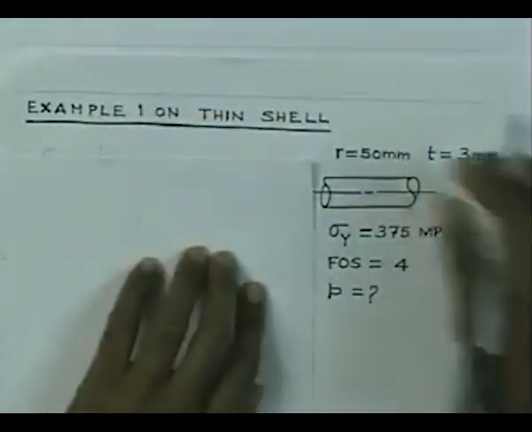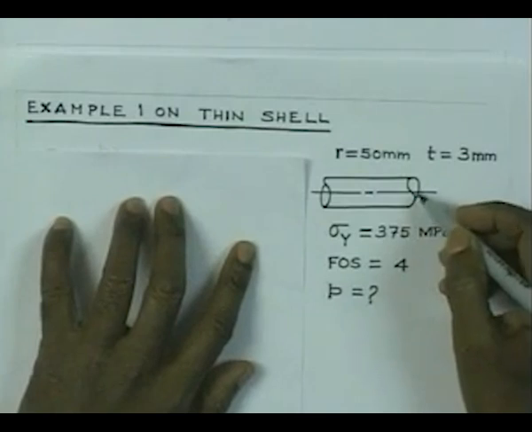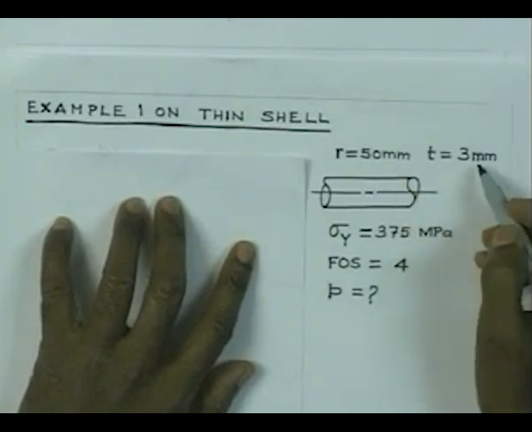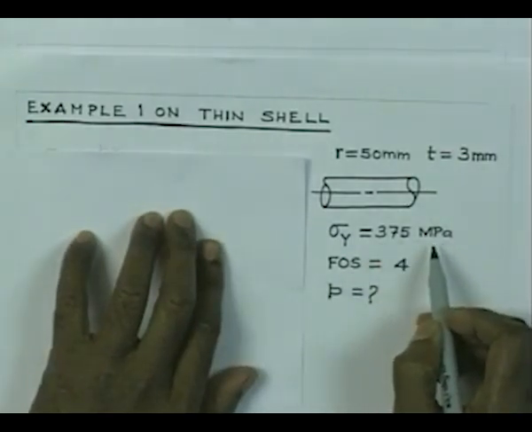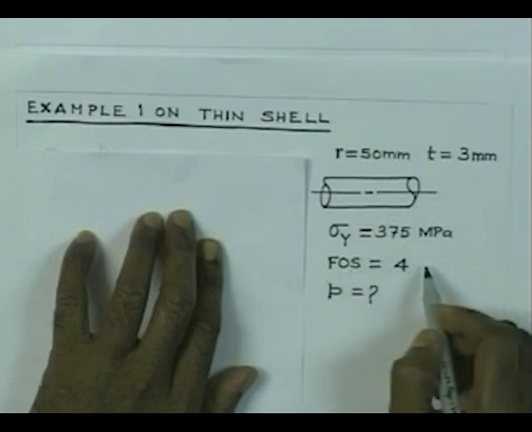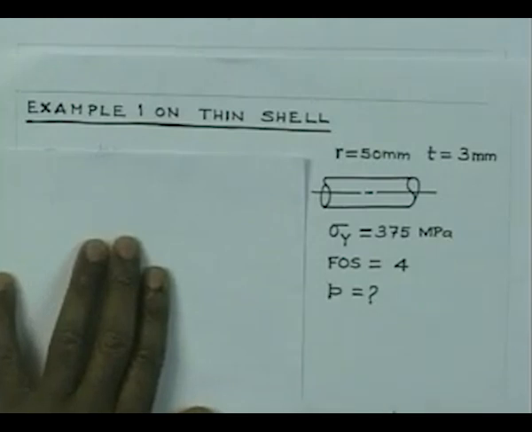Now, we will like to consider some problem solving using the derivations that we have got. First example, let us consider a thin cylindrical shell. It is given that there is a pipe of internal radius 50 millimeter, thickness of the wall 3 millimeter, the material has a yield stress 375 megapascal, factor of safety equal to 4. Find out the safe pressure that this pipe can be subjected to.